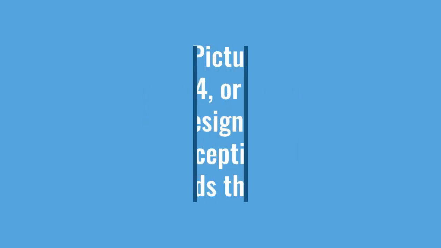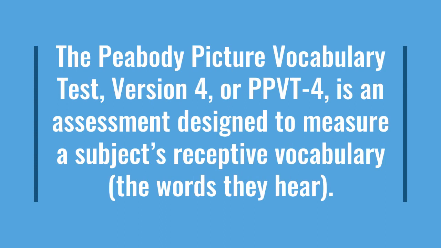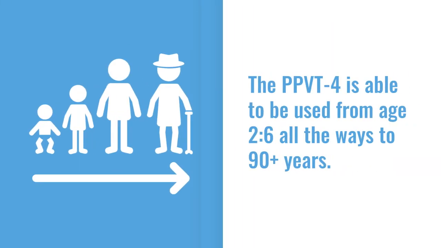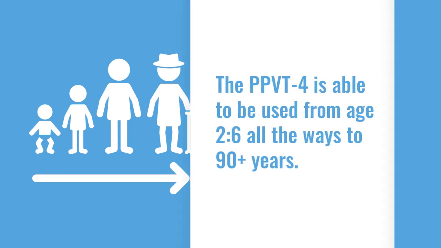The Peabody Picture Vocabulary Test. The Peabody Picture Vocabulary Test version 4, or PPVT-4, is an assessment designed to measure a subject's receptive vocabulary. This means the words they hear. The PPVT-4 is able to be used from age 2 years 6 months all the way to 90 plus years.